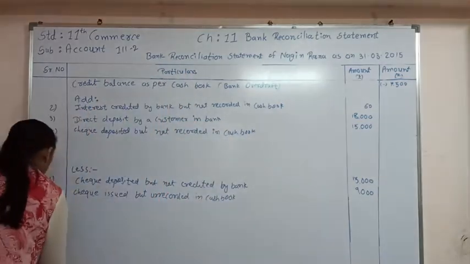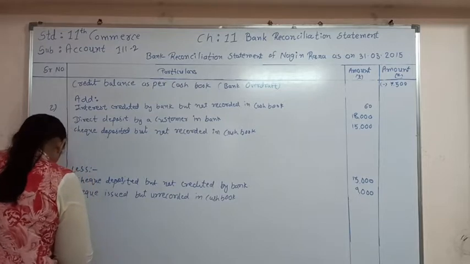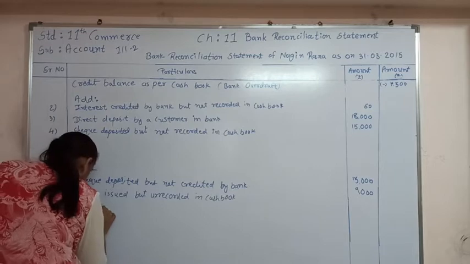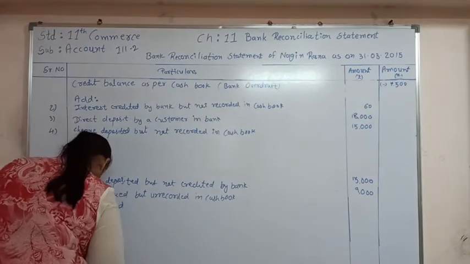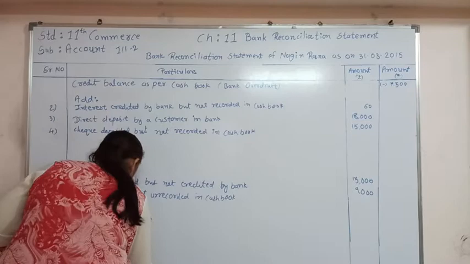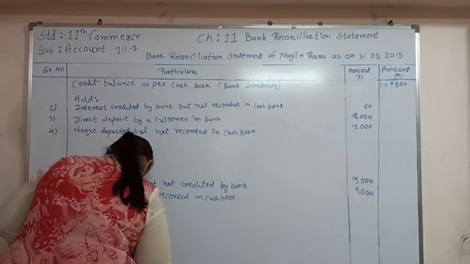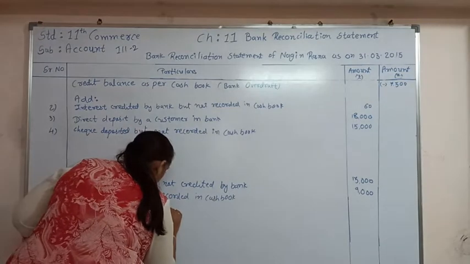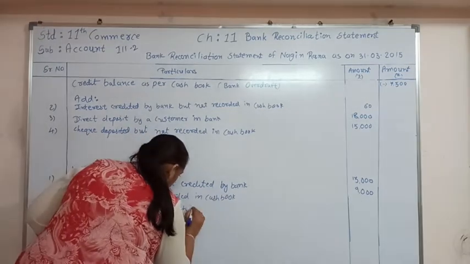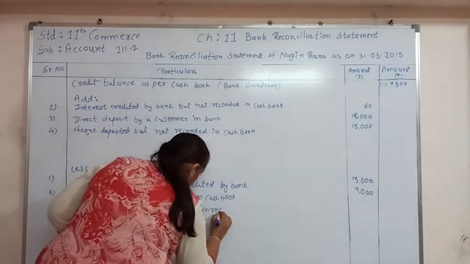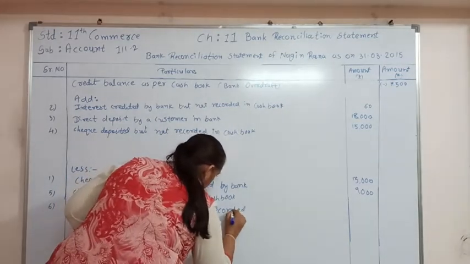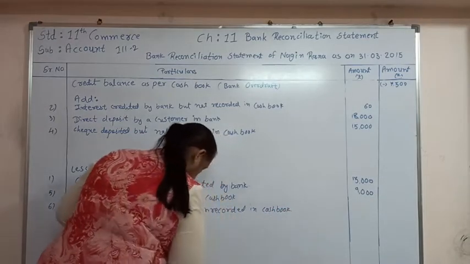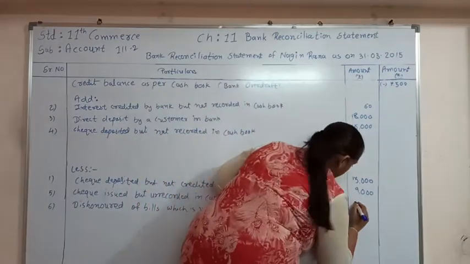So sixth number, dishonor of bills which is unrecorded in cash book. So that will be 18,030.